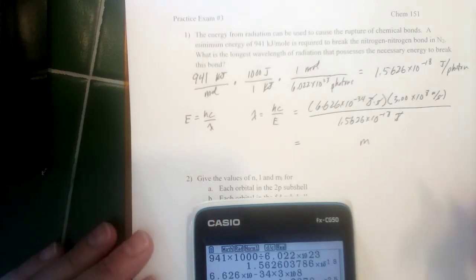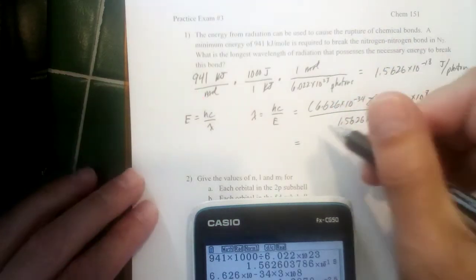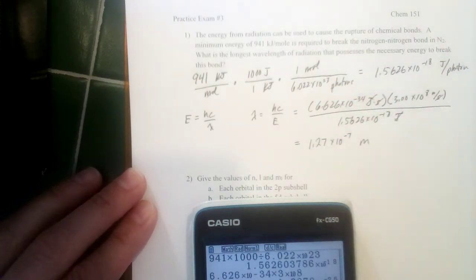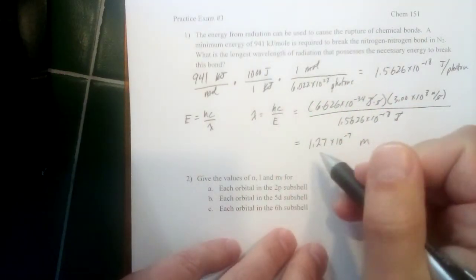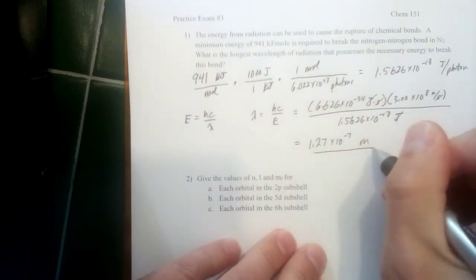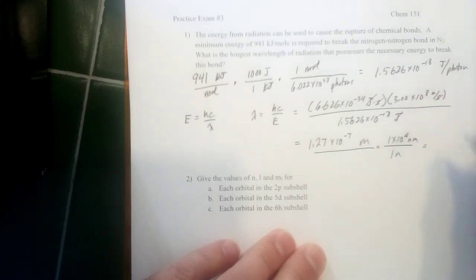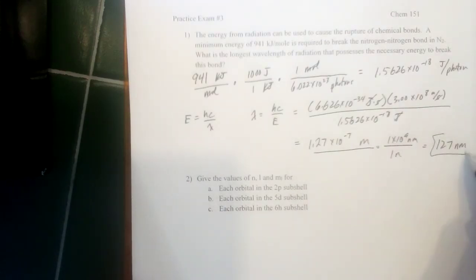Punch in all your scientific notation correctly here. And now we can worry about sig figs. We started with 3, so 1.27 times 10 to the minus 7th meters would be the wavelength here. Now, this type of light, it's probably more reasonable to change this to nanometers. So that wasn't asked for in the question, but let me put that in as a possible step here. Multiply by 10 to the 9th. This would be 127 nanometers for the wavelength of this light.